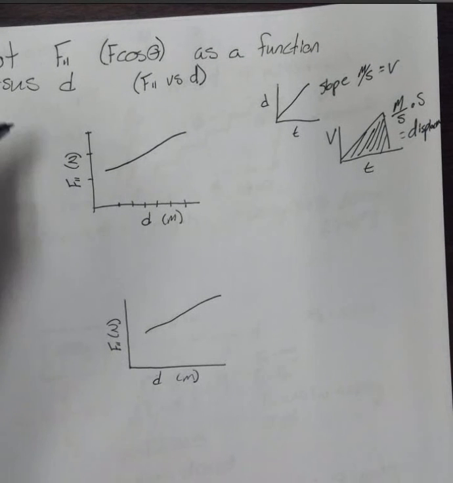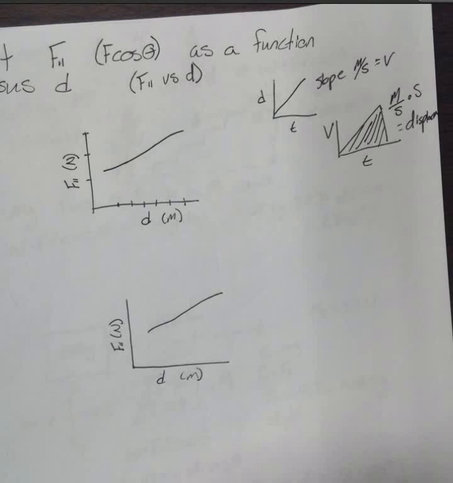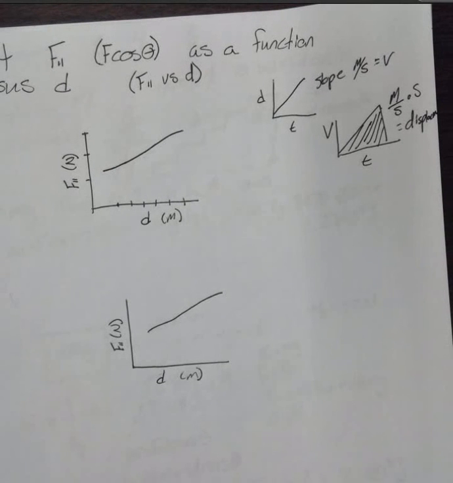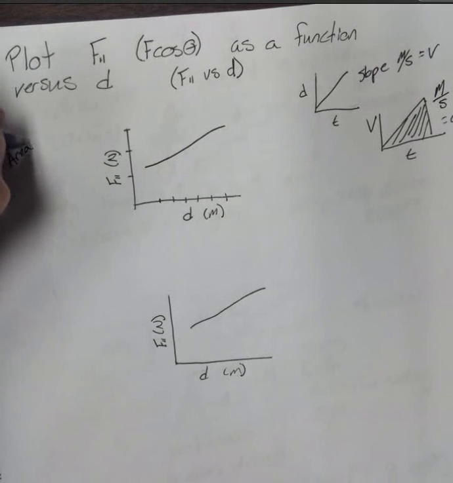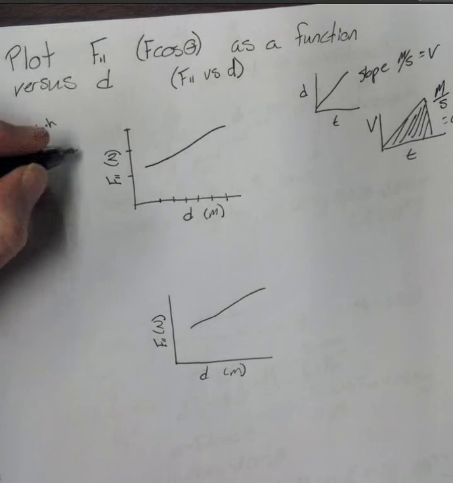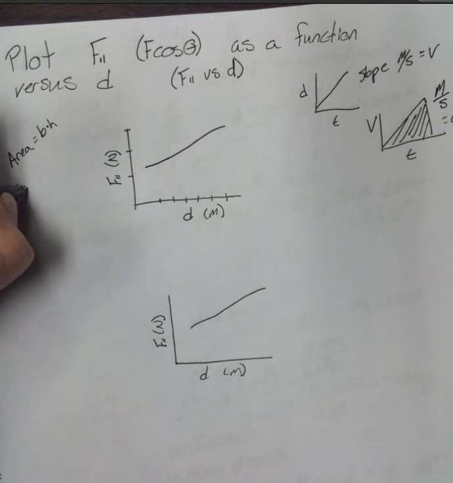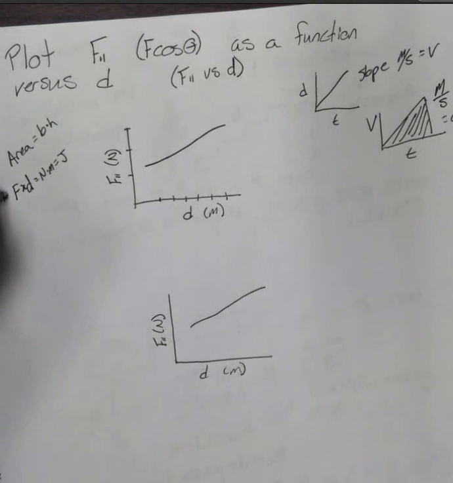So here, we're going to take a look at a varying force, a force that changes as you change your displacement. If you found the area underneath that curve, area is base times height, or length times width. So here it would be force times distance, which would be newton meters. So that would be joules. Hey, that's work. So work equals the area under a curve.